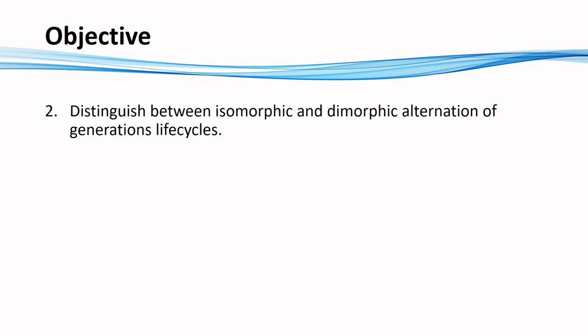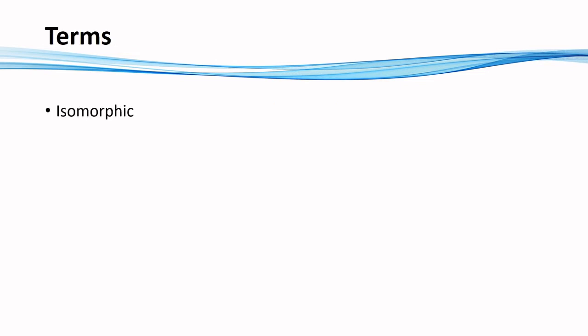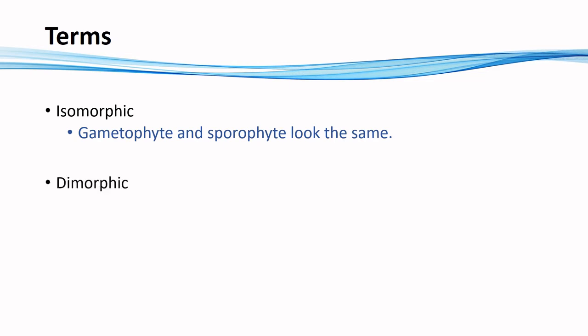Moving on to our next learning objective, we will now distinguish between isomorphic and dimorphic alternation of generations. Isomorphic means that the gametophyte and the sporophyte look the same. In contrast, dimorphic means that the gametophyte and sporophyte look quite different. Let's see how this applies to some of the plant life cycles.